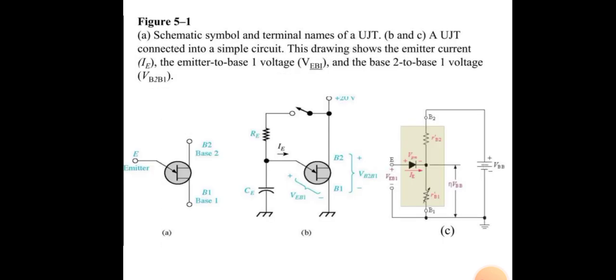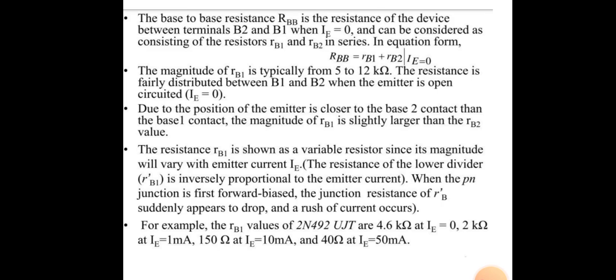The first figure represents the schematic symbol and terminal names of the UJT, that is, emitter, base 1 and base 2. The UJT connected into a simple circuit is shown in the second and third figures. This circuit diagram shows the emitter current IE, emitter to base 1 voltage VEB1 and base 2 to base 1 voltage VB2B1. The interbase resistance RBB is the resistance of the device between terminals B2 and B1 when IE is equal to 0. In equation form, it is represented as RBB is equal to RB1 plus RB2 when IE is equal to 0.